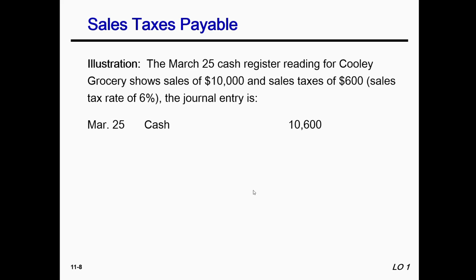At the same time, we will also record sales revenue. Sales revenue is only for 10,000, and the 600 is sales tax payable, which should be paid back to the government. That's why it's a liability for the company.